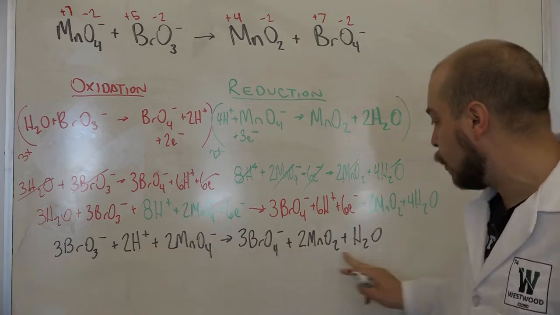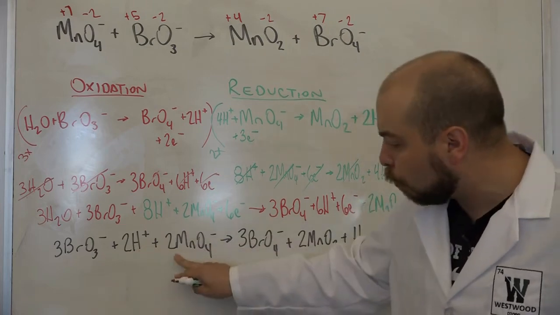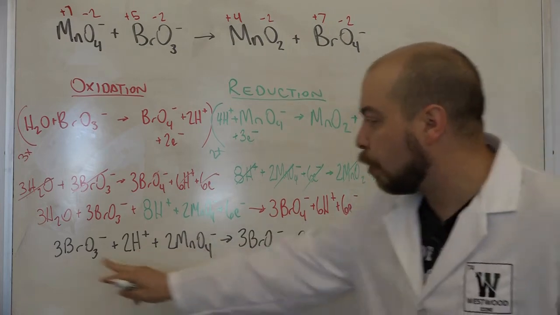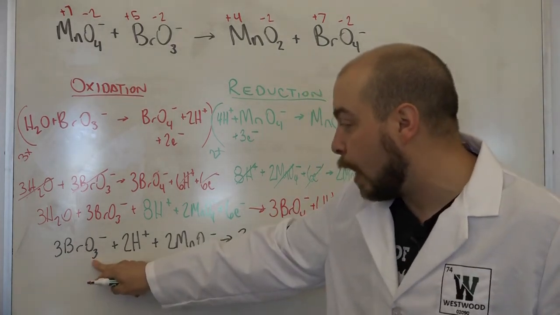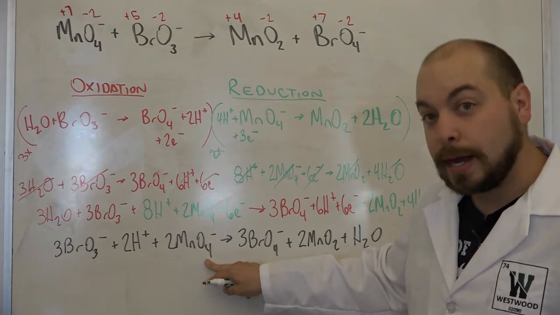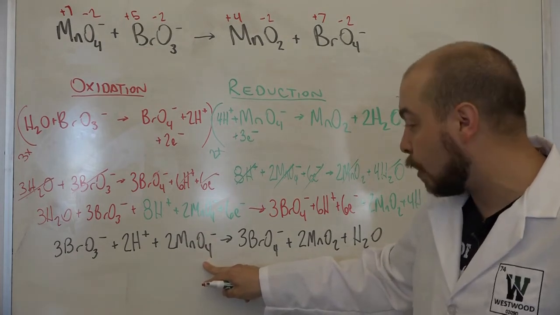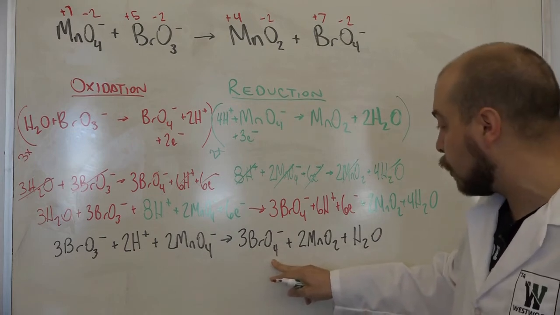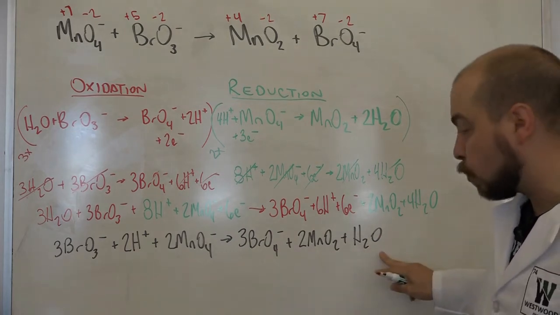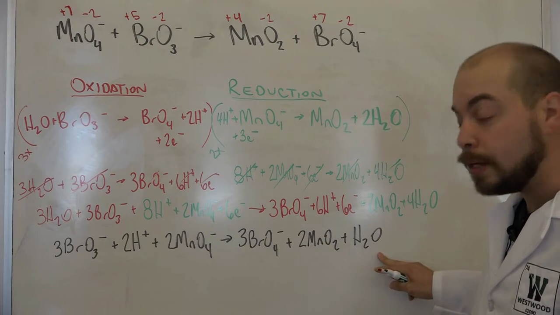2 hydrogen atoms, 2 hydrogen atoms, 2 manganese atoms, 2 manganese atoms, 3 bromine atoms, 3 bromine atoms. We've got 3 times 3, that's 9 oxygens, plus another 8 oxygens. So that's a total of 17 oxygens on the reactant side. 3 times 4, that's 12 oxygens, plus 4 oxygens, plus 1 oxygen, that's 17 on the product side as well.